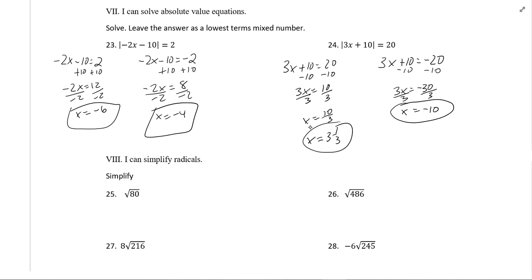All right, so when I solved here, I got x equals 10 over 3, but the question asked for lowest term mixed number. So I turned this into x equals 3 1/3. On the other equation, I got x equals -10.